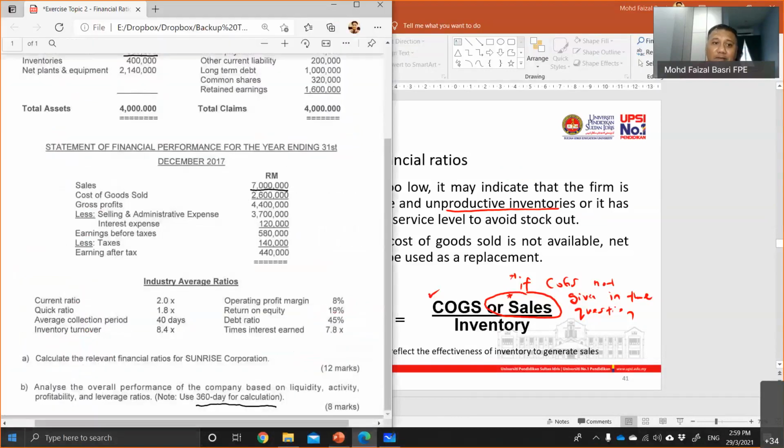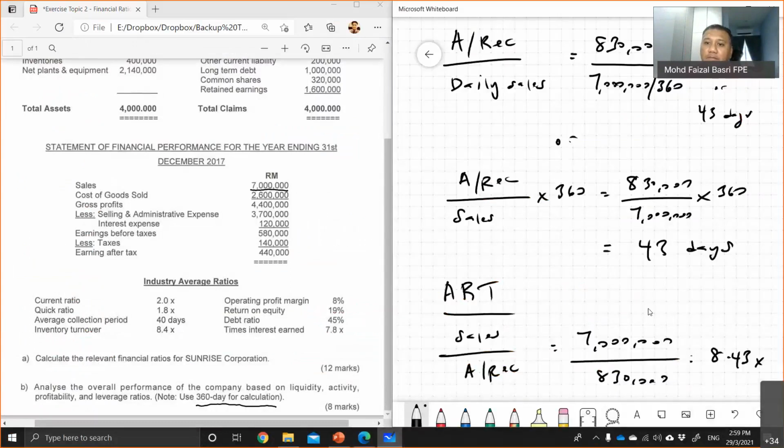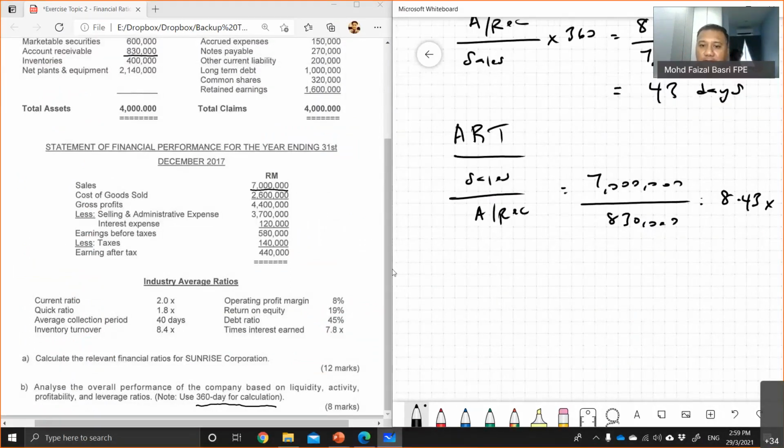Just below the sales amount. If the sales is 7 million, the cost of goods sold is 2.6 million. It's a huge amount. So if you use sales here, technically you are not wrong, but it will be more accurate to use cost of goods sold. Please use cost of goods sold. So for this inventory turnover, we use cost of goods sold divided by inventory. Our cost of goods sold is 2.6 million.